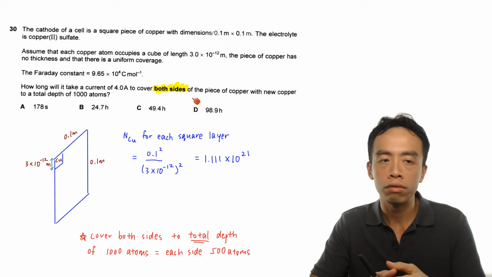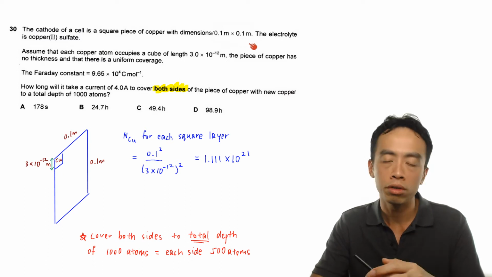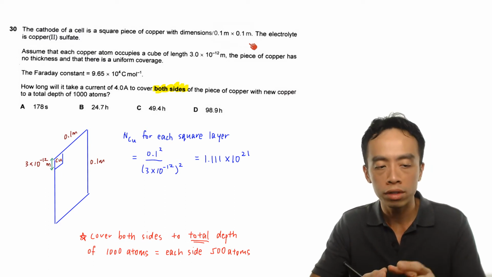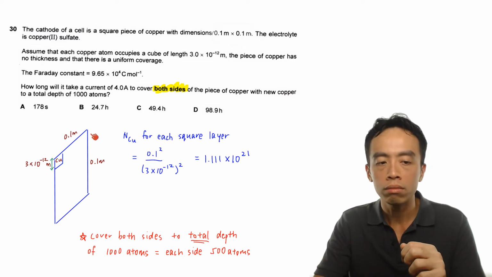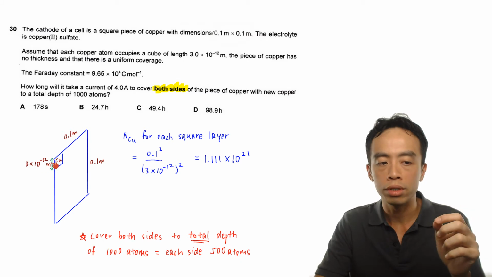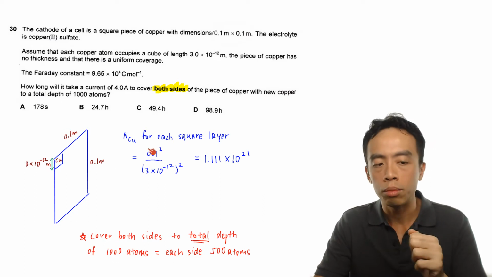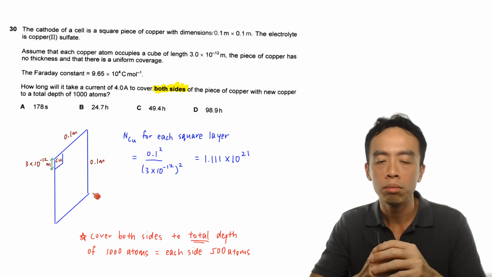The first thing we will have to do is handle this cathode of a cell, which is a square piece of copper, involving this dimension first. So we want to settle this first. If I look at this diagram, this is the square piece of copper. Each copper atom has a dimension of 3 times 10 to the power of minus 12 meter. This square piece of copper electrode has a dimension in total of 0.1 meter by 0.1 meter.